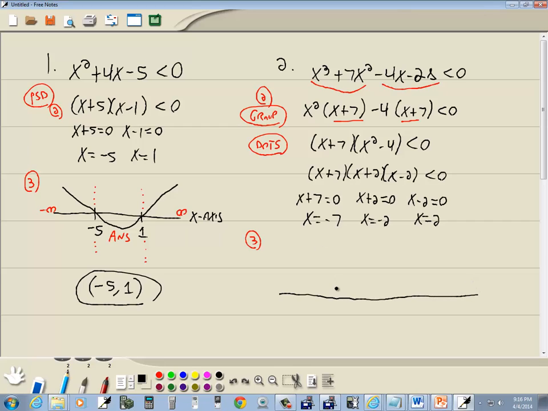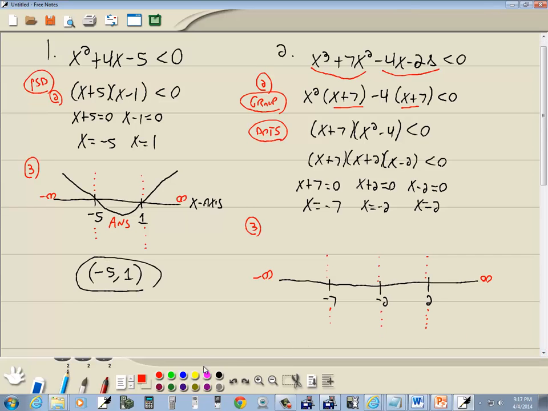Okay, my smallest critical value is negative 7. So here's negative 7. My next one's negative 2, and then the next one's positive 2. Now this isn't lined up in the correct place. We don't care. All we're trying to do is identify above and below. And this splits it into intervals. Keep in mind, clear over here is negative infinity, and clear over here is positive infinity.